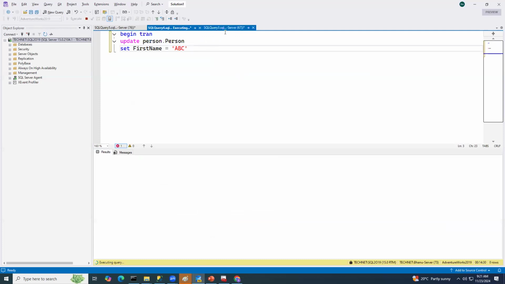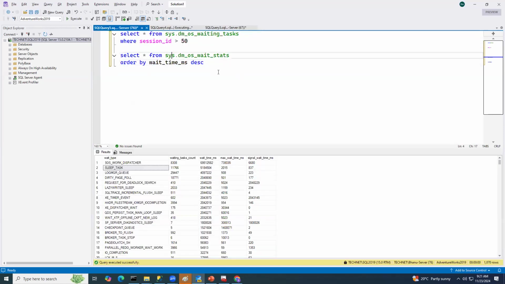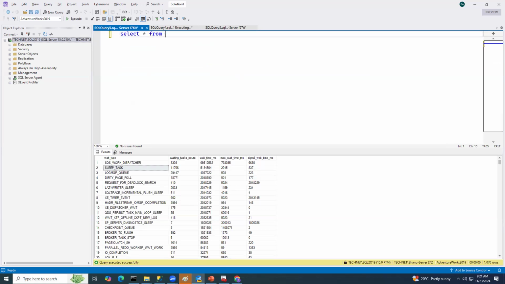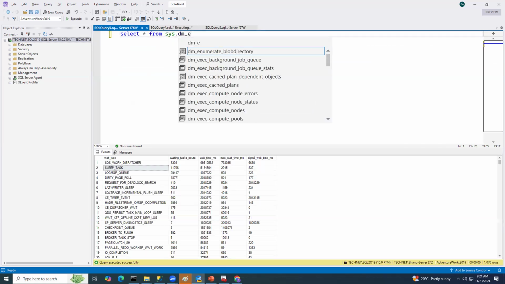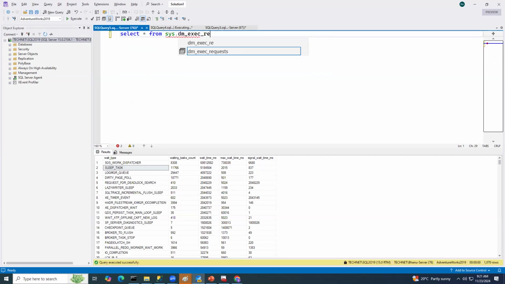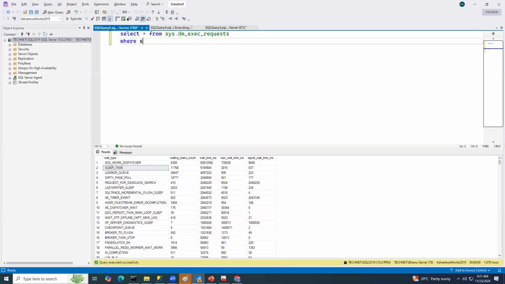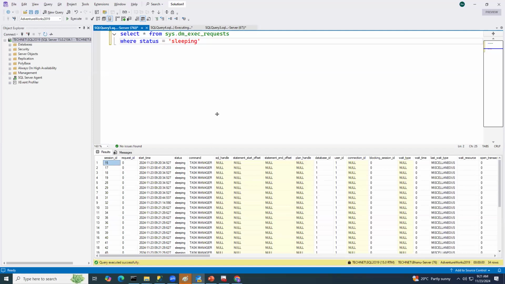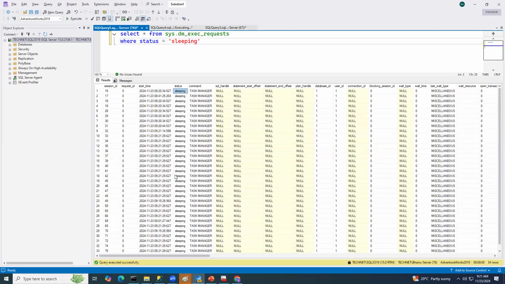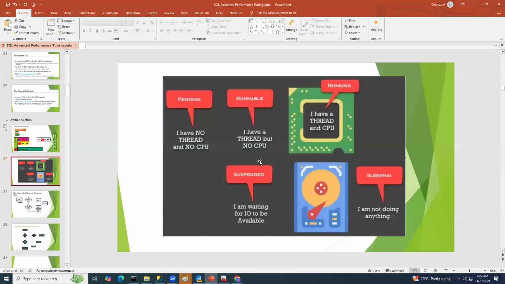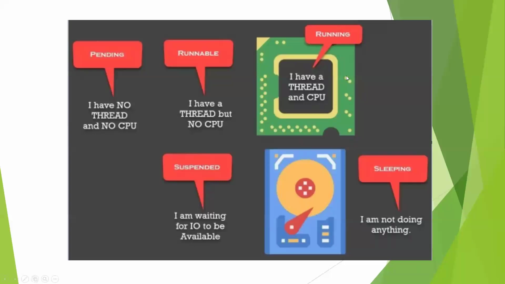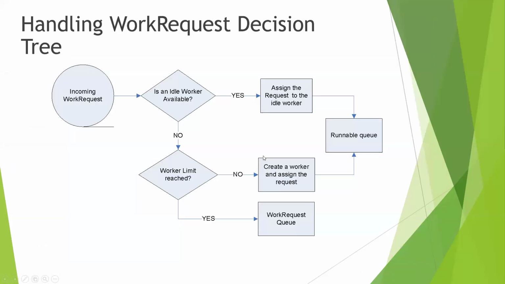For example, if you see here, select star from sys.dm_exec_requests where status equals sleeping. There are many sessions; it can be a background session, whatever it is. The sessions in sleeping state are those connections or sessions that are idle. It is not doing anything. So sleeping means I'm not doing anything. This is how the thread states will change.